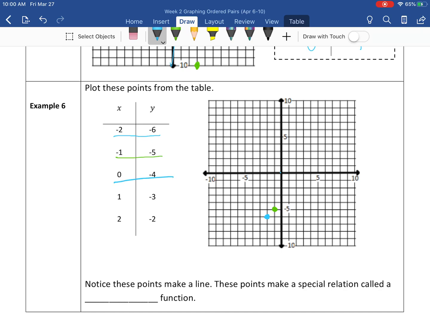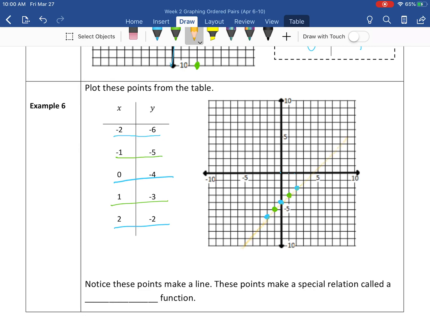Then we have the point 0, -4. So I'm going to stay on my y-axis but go down 4. Then we have 1, -3, so I'm going to go to the right 1 and down 3. And last but not least, we have 2, -2, so I'm going to go to the right 2 squares and down 2 squares. And notice how our points are in a line, right?